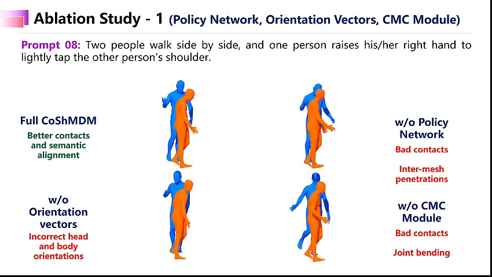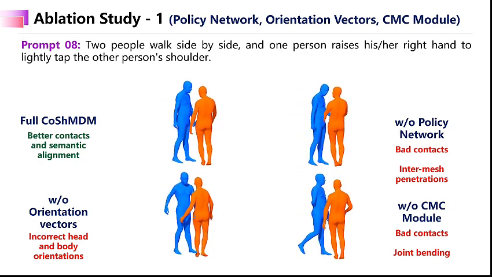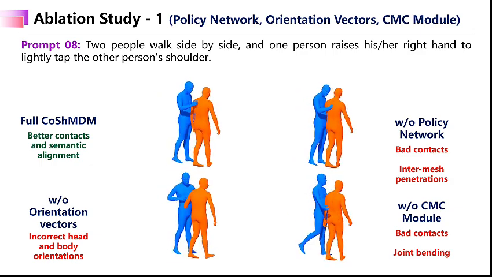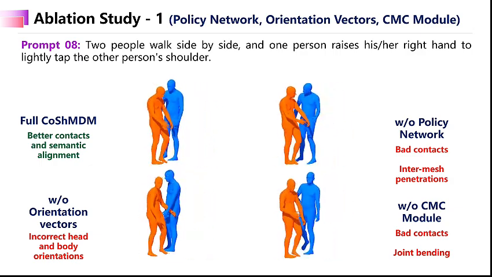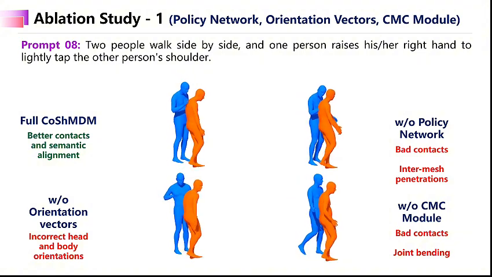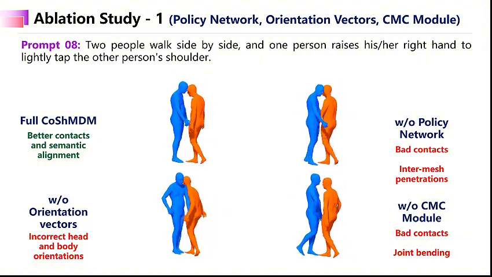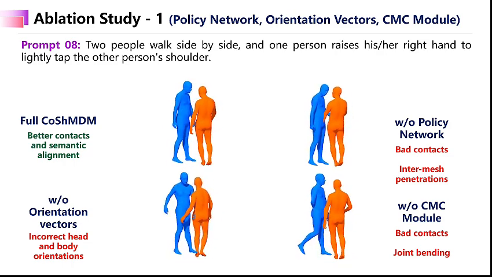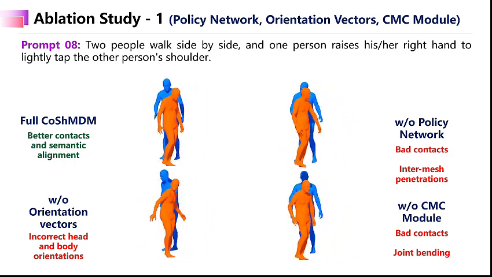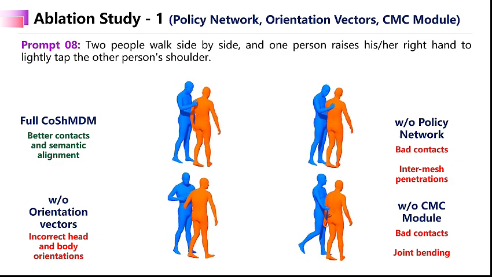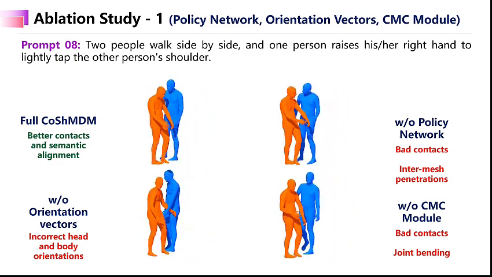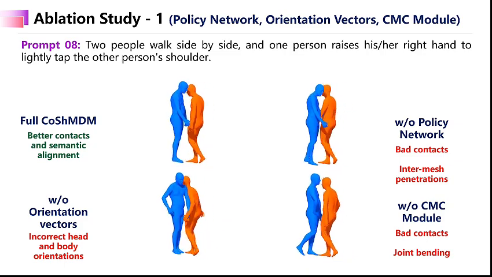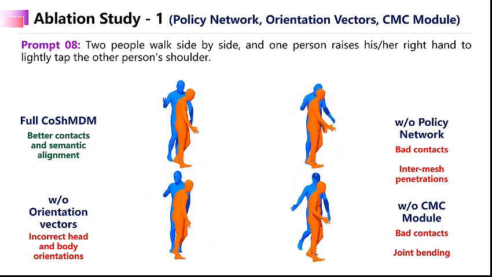Now we show the ablation studies to analyze the contribution of key components of the framework. In the first study, we evaluate the effect of removing the policy network, orientation vectors, and CMC module. Removing the policy network results in bad contact and intermesh penetrations. Removing the orientation vector produces incorrect body orientation and gaze action. Removing the CMC degrades contact quality and body alignment, while using the full model attains better interaction quality.